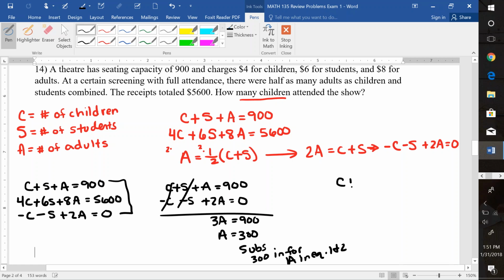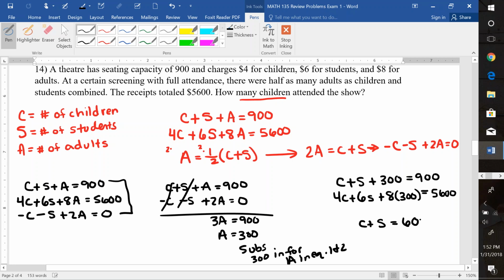So we're going to have C plus S plus 300 equals 900, and 4C plus 6S plus 8 times 300 equals 5,600. Subtract over the 300, and that gives me C plus S equals 600. This is 2,400. If we subtract it over, that would be 3,200. It's easier to cancel out the C's here just by using a -4, but I'm not really caring about the number of students.